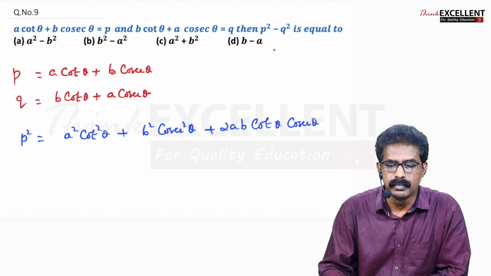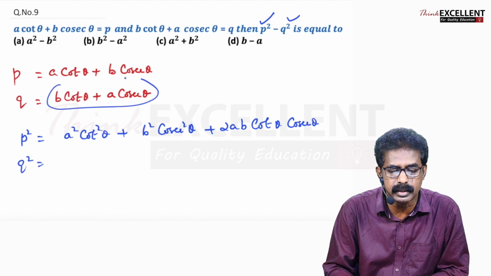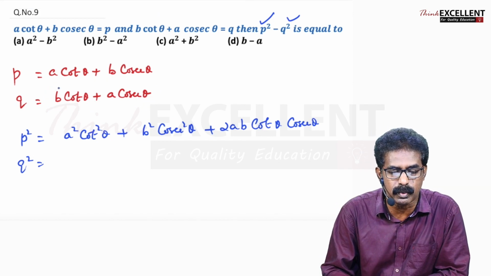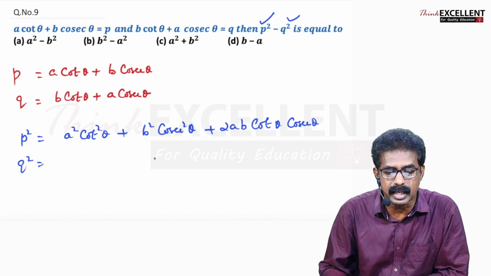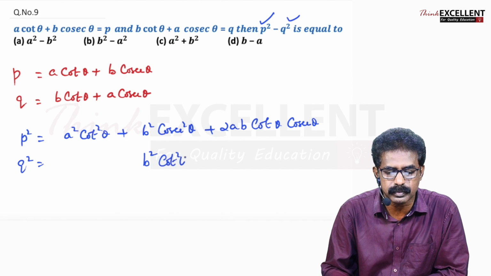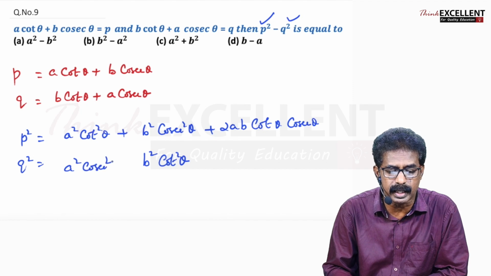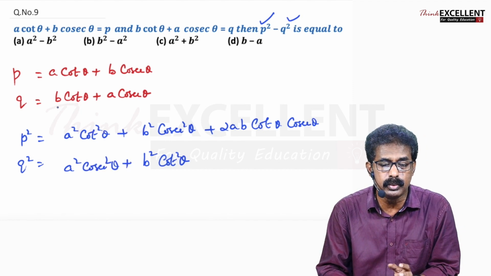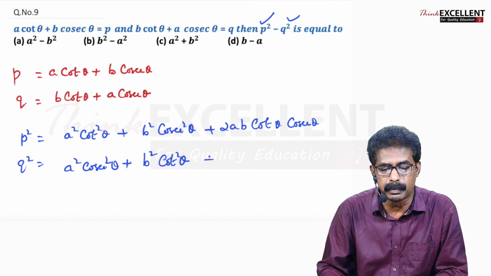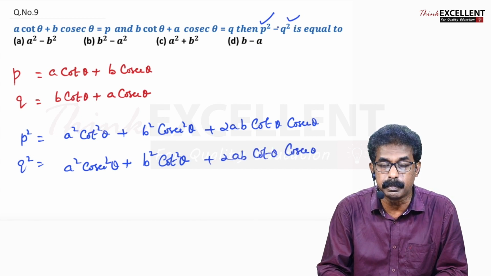So this is P square. P square, you got it. Next, what do you want? Q square. So below that you write Q square. This is Q, the whole square, so you have to square it. Again A plus B the whole square. B square cot square theta, I am writing below this, plus A square cosecant square theta, plus 2AB cot theta cosecant theta. Now see, P square and Q square you got it.